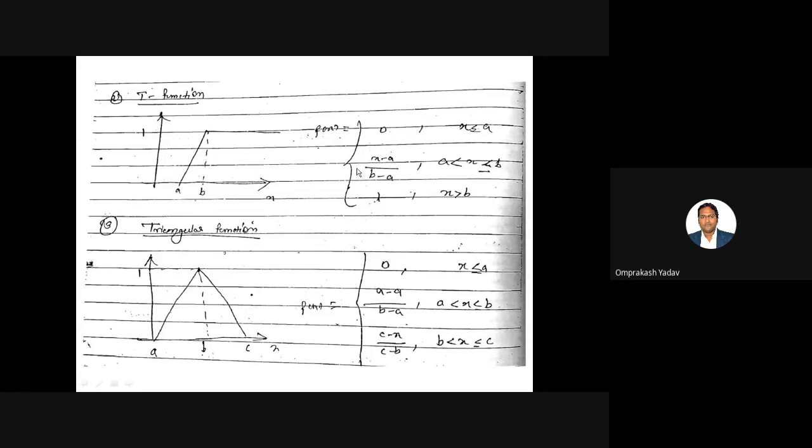Okay, so let's write the equation for this particular t function. When the x value is less than or equal to a, I am saying it's 0. Then if the value of x is between a and b, this is the line, right? So this line is an increasing line. From a to b, it's increasing. Now we have to write the equation for this particular line.